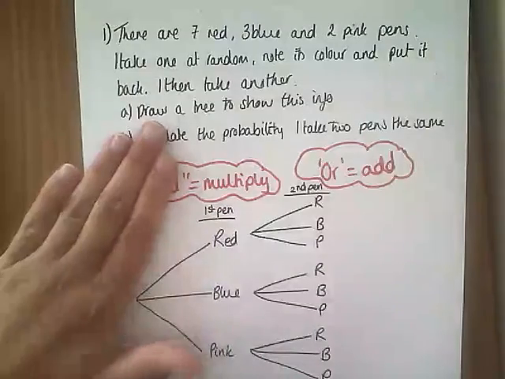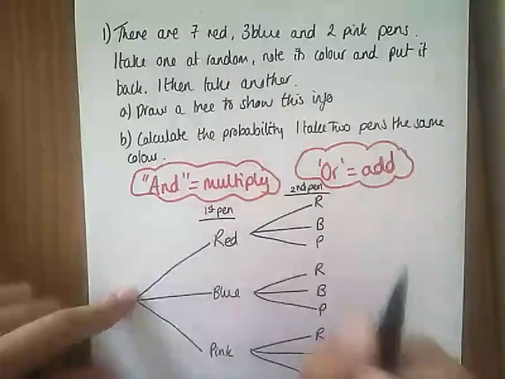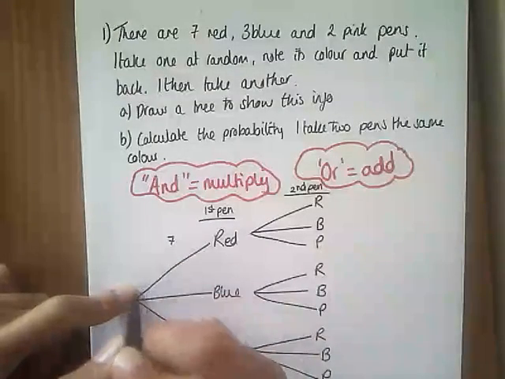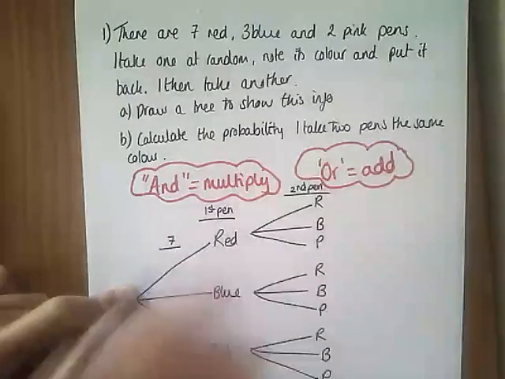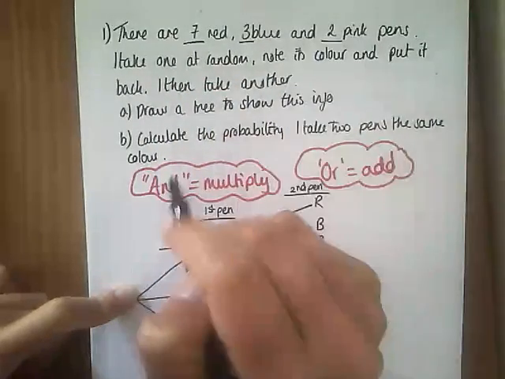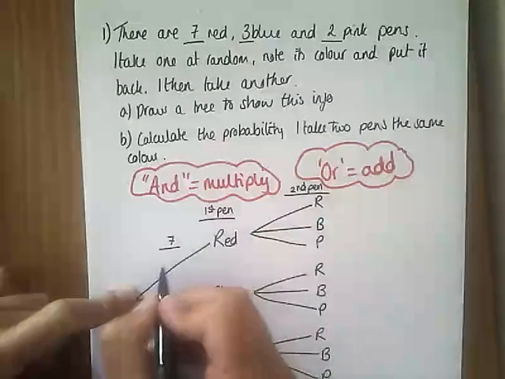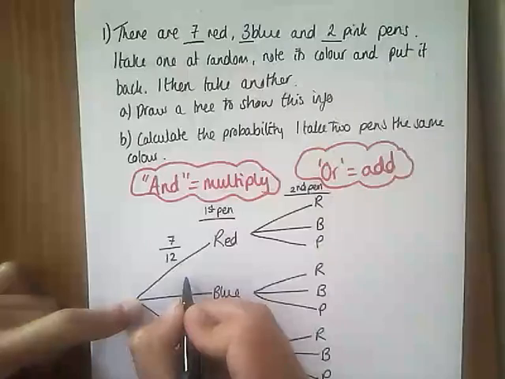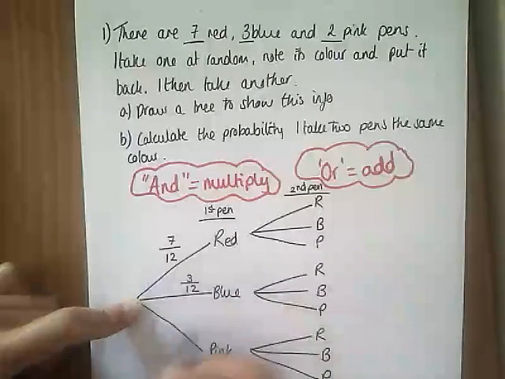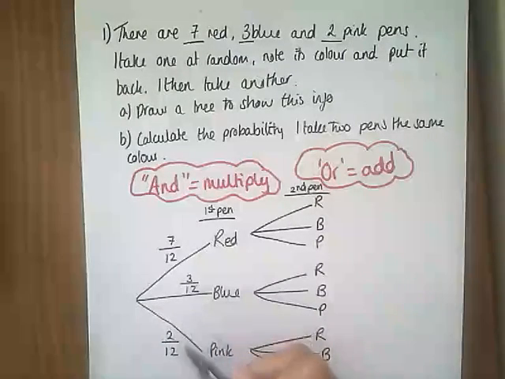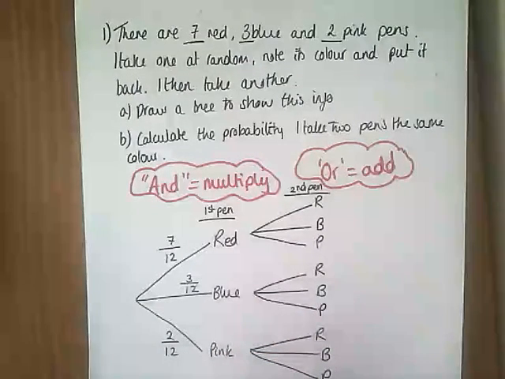So, the probability I take a red pen: there are 7 red pens, but don't write 7 because it cannot be above 1. 7 out of, how many pens are there in total? Well, there's 7 red, 3 blue and 2 pink. So that makes 12 in total. So 7 out of 12 is the probability I take a red. The probability I take a blue is 3 out of 12. And the probability I take a pink is 2 out of 12. Now you can simplify these probabilities down, but I wouldn't recommend it until the very end. So when you're doing a tree, don't simplify your probabilities until the very end.